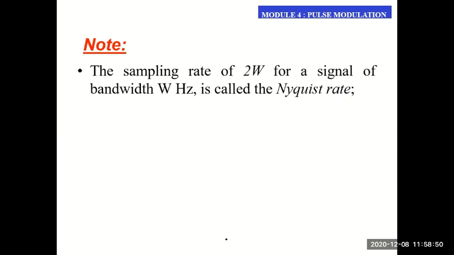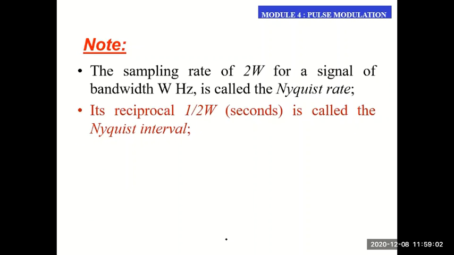Note, sampling rate of 2W for a signal of bandwidth W hertz is known as the Nyquist rate, because all this was formulated by Nyquist. And its reciprocal 1 by 2W is called the Nyquist interval. So whenever the time period T takes the value 1 by 2W, we call it as Nyquist interval.